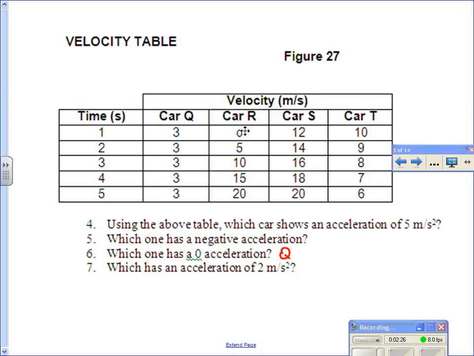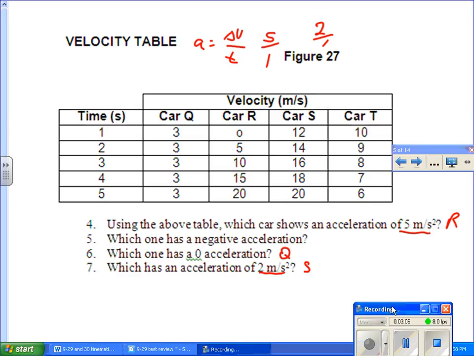Car R, it goes from 0 to 5 meters per second, to 10 meters per second, to 15 meters per second, to 20 meters per second. So how much is it changing? Remember, acceleration equals change in velocity over time. Since this one is changing 5 for every second, that means it has an acceleration of 5 meters per second squared. So that's car R. Car S, it starts at 12, then goes 14, 16, 18, 20. So the change in velocity is 2 for every 1 second. So that means it is the answer to 7.